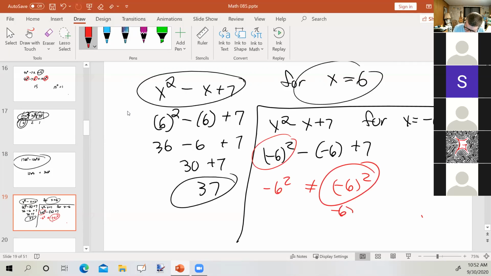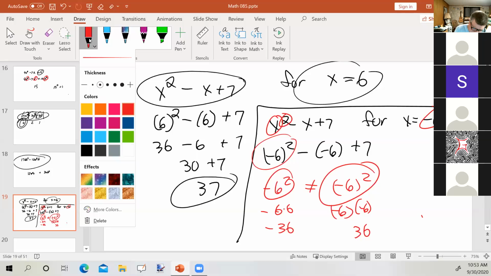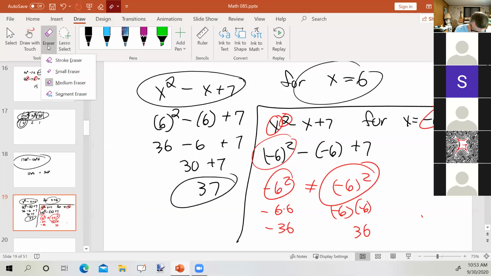This is negative 6 times negative 6, which is 36. This is 6 times 6 with a subtraction sign in front of it, which is negative 36. So they're not equal. Since this is x squared, all of x has to be squared. So in fact, let's see here.